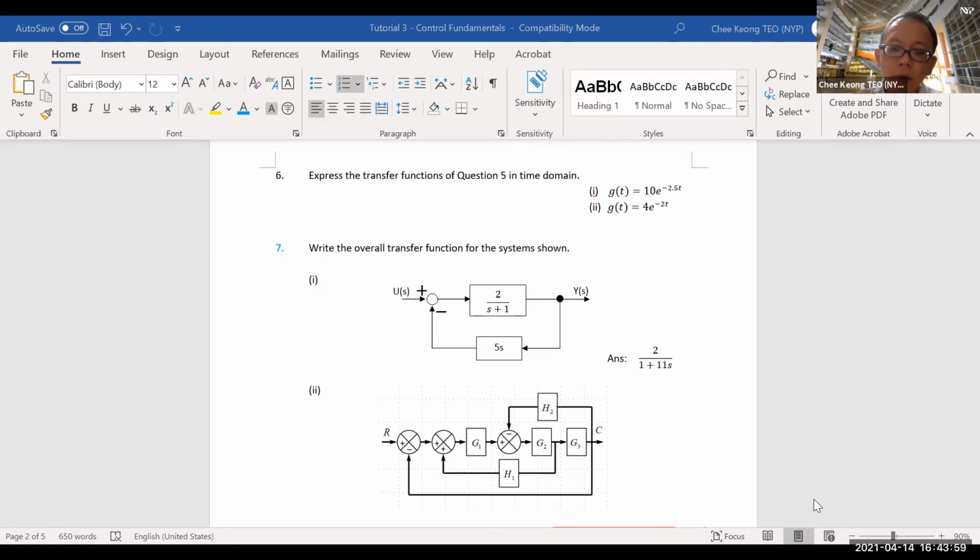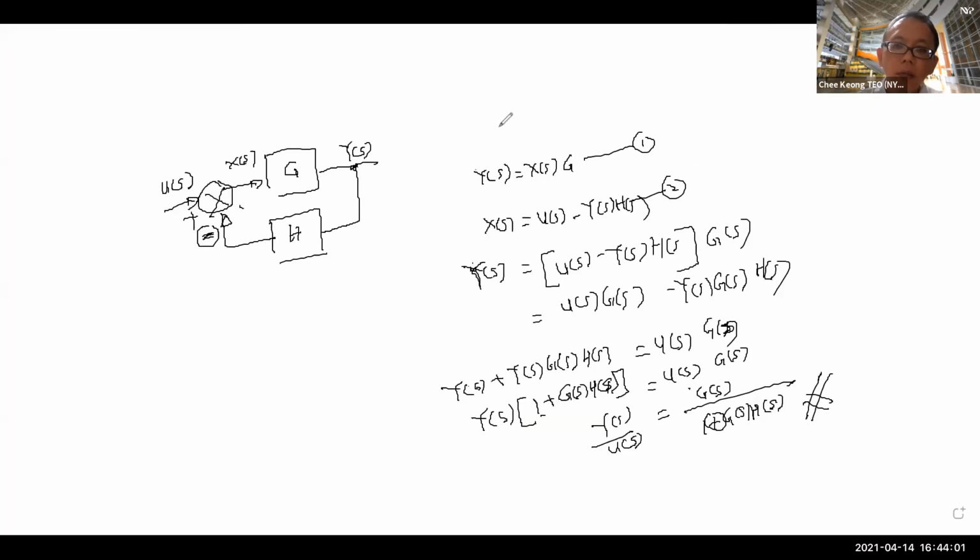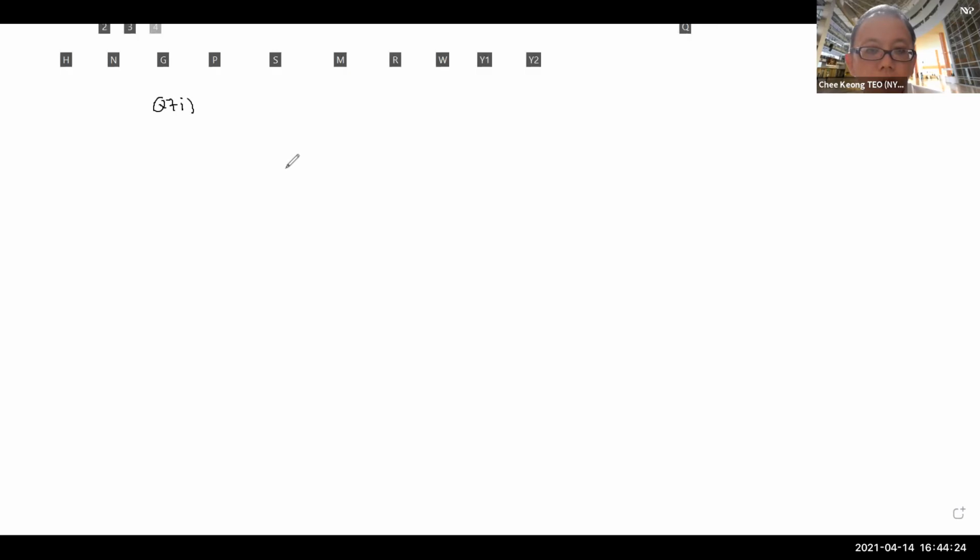Okay, so for this guy here, I will clear all. Now I will do 7 part 1. Let me put it to drawing first. Now question 7, part 1. It has a forward transfer function of 2 over s plus 1, and it has a reverse feedback transfer function of 5s. So basically, it is a forward block and a reverse block.